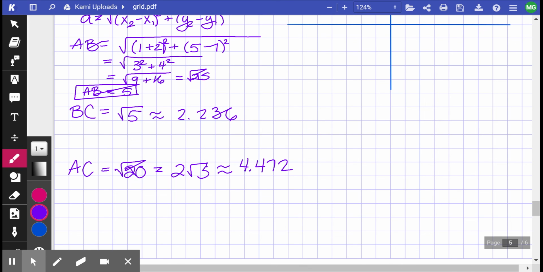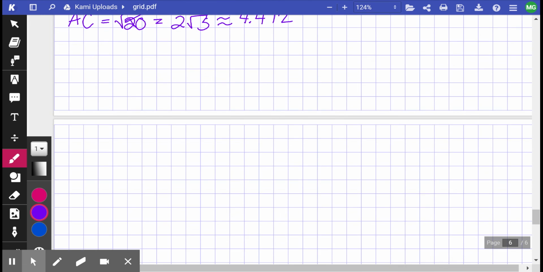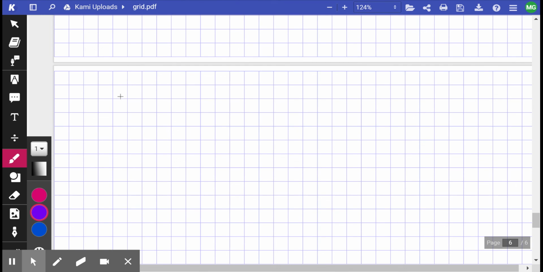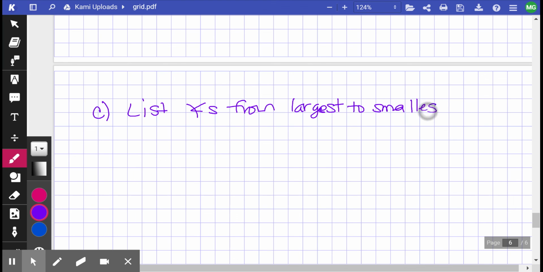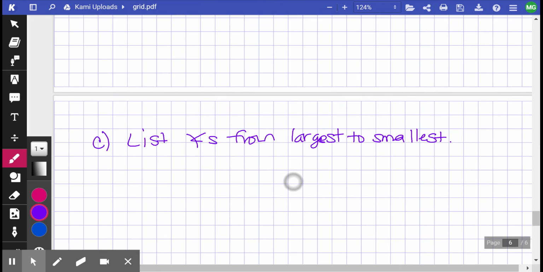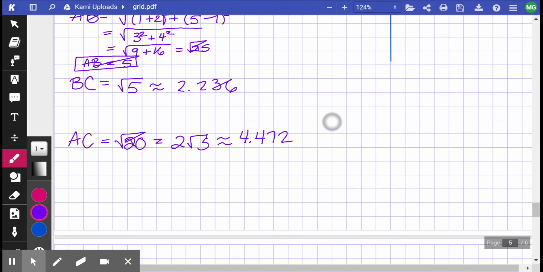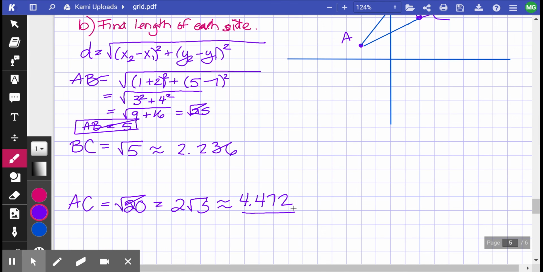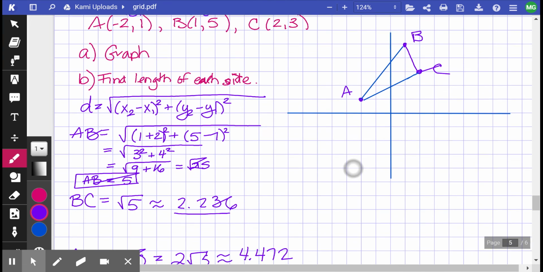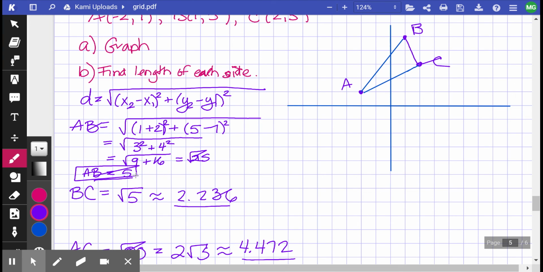2.236. The reason I want to get those decimals is because now I want you to list, we're on part C, list the angles from largest to smallest. So in order to do that, we need to know which side's the largest side. So we've got about 4.472, 2.2, and then 5 for the third side.